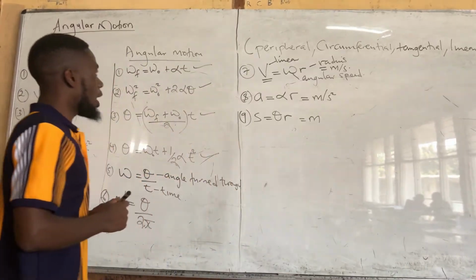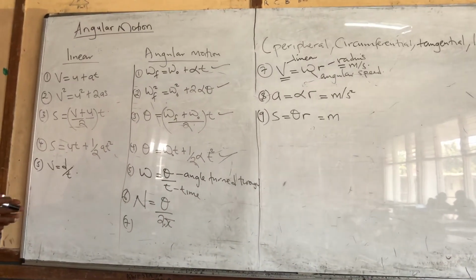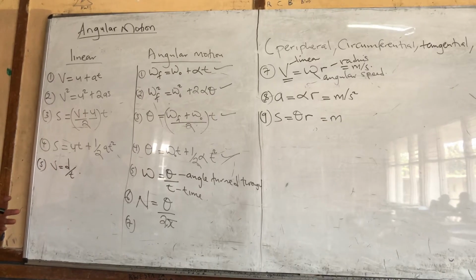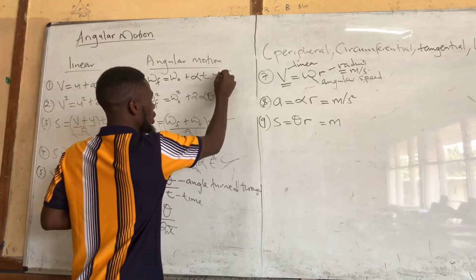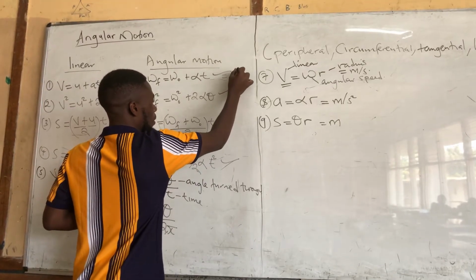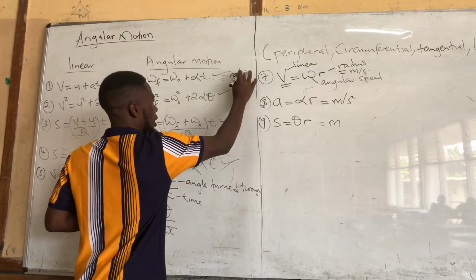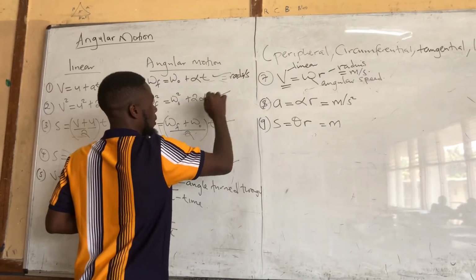But on angular motion, what are the units for velocity? What are the units for angular velocity? The units for angular velocity are radians per second.